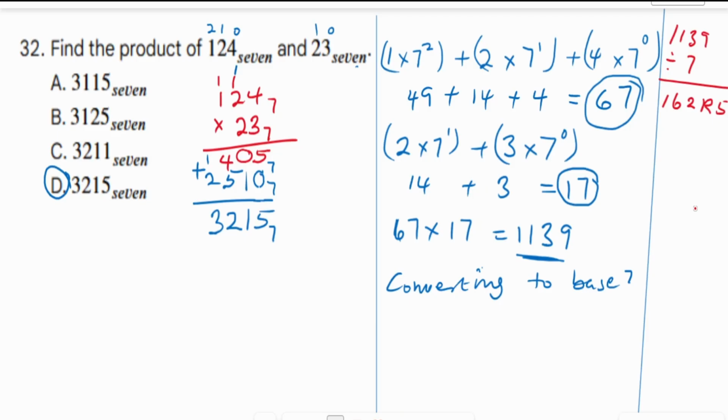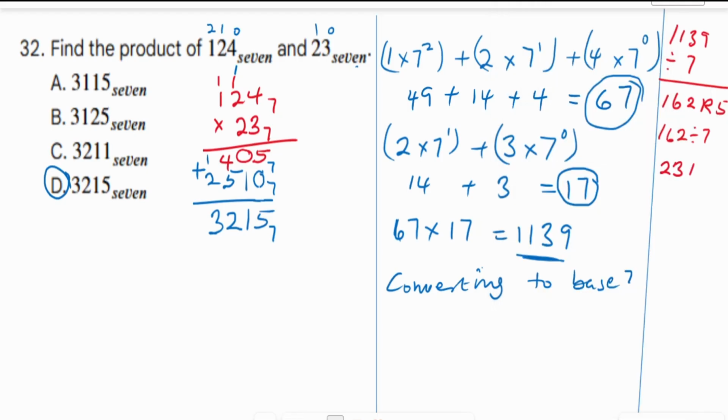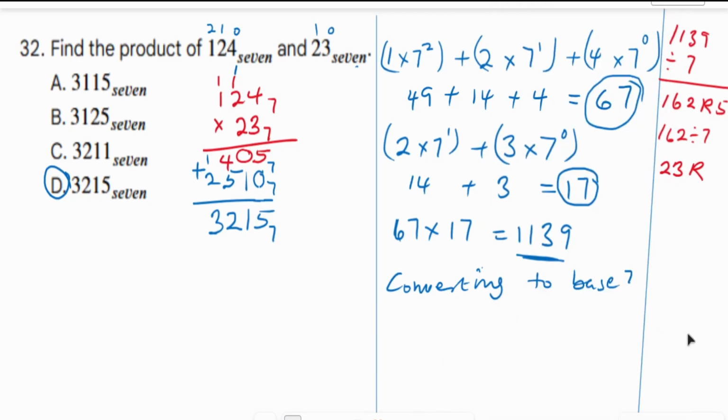Now, let's do 162 divided by 7. That means we get 23 times at least. So let me write a 23 down. What will be the remainder? Let's do 23 times 7. 161. So that means we have remainder 1 because the number we divided is 162.